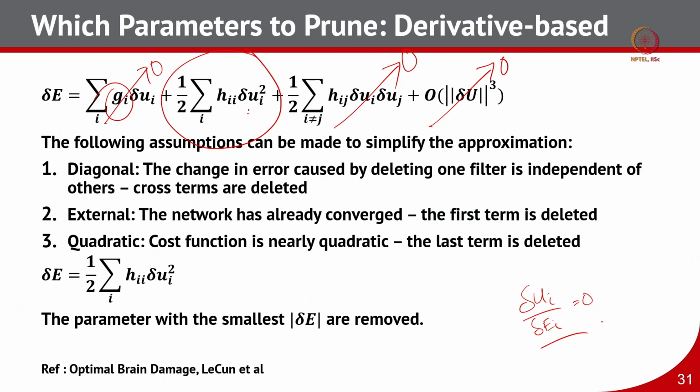If we know the input, then we can compute that highlighted part mathematically. And that highlighted part is basically the change in error if we change weight i by delta ui. Okay. Now if the change in error delta E is less, even if we are changing delta ui, that means ui has almost no effect on the error, correct. So that means we can safely remove this ui.